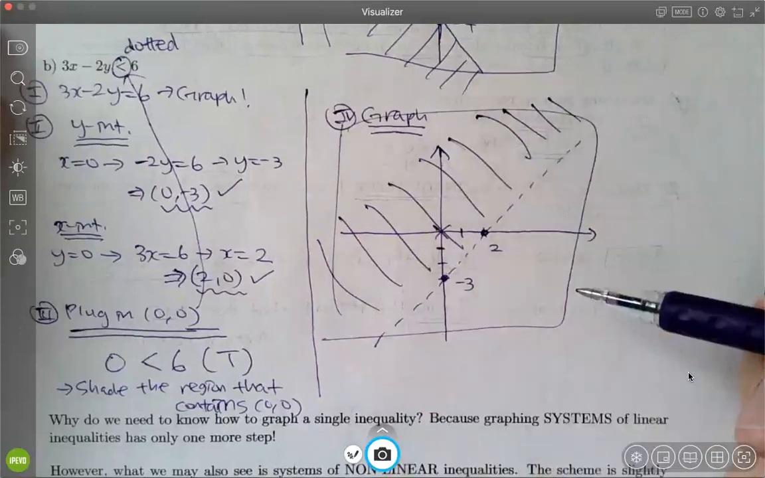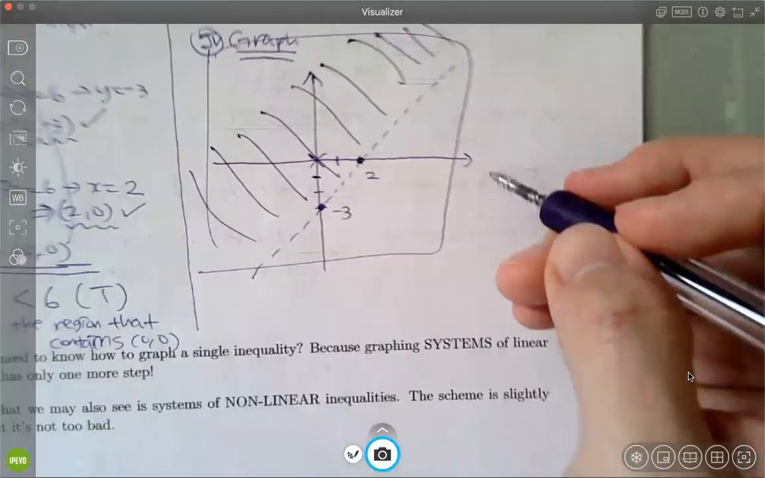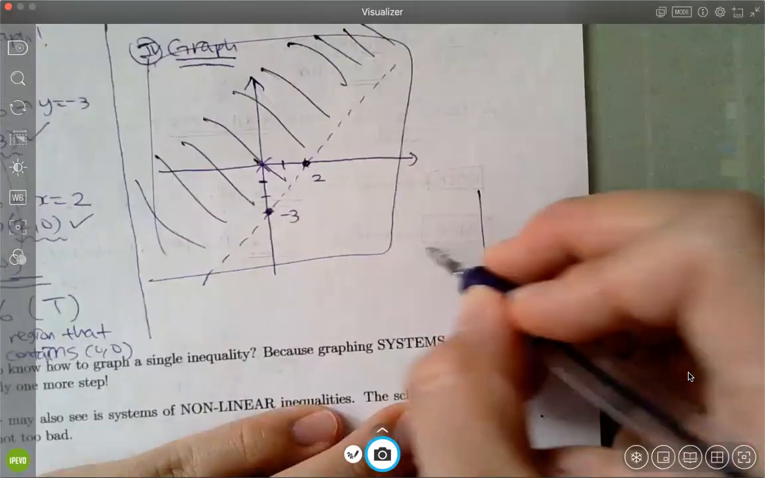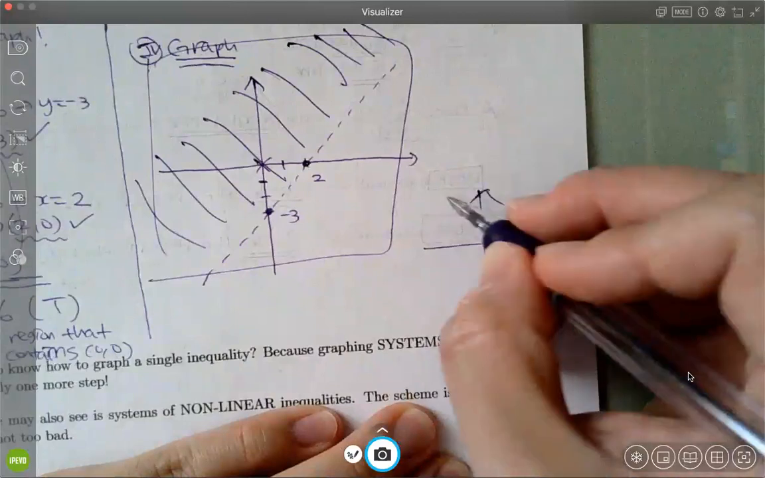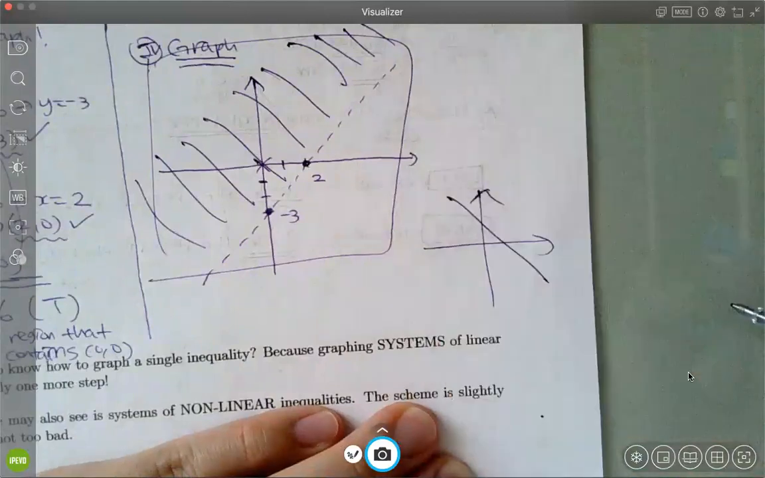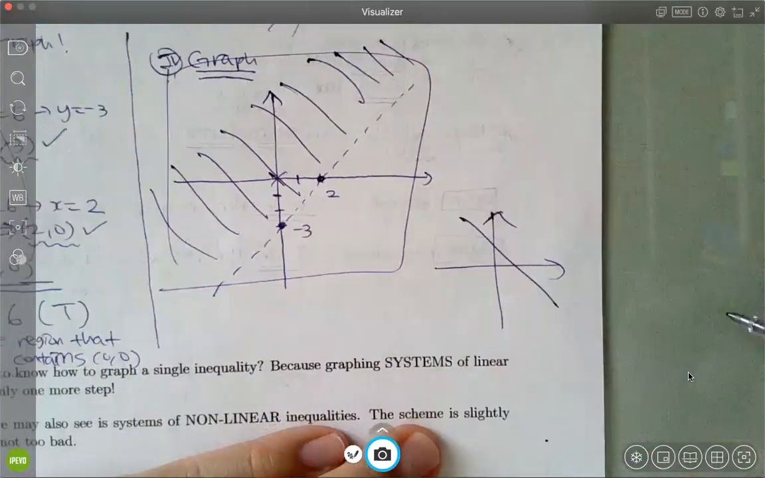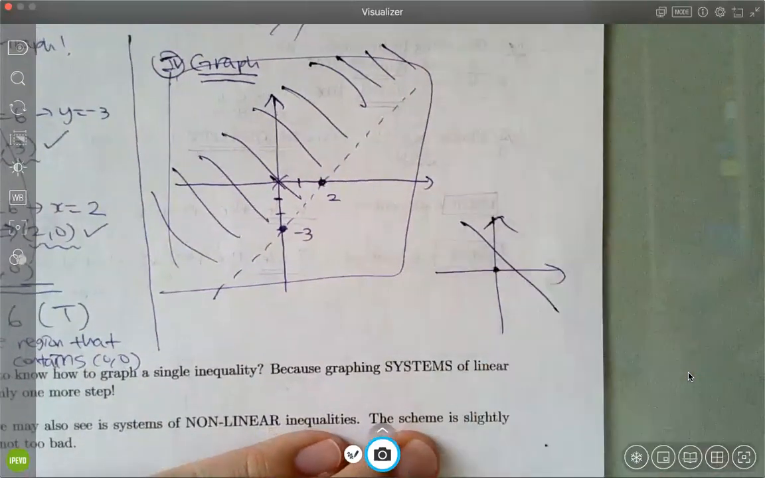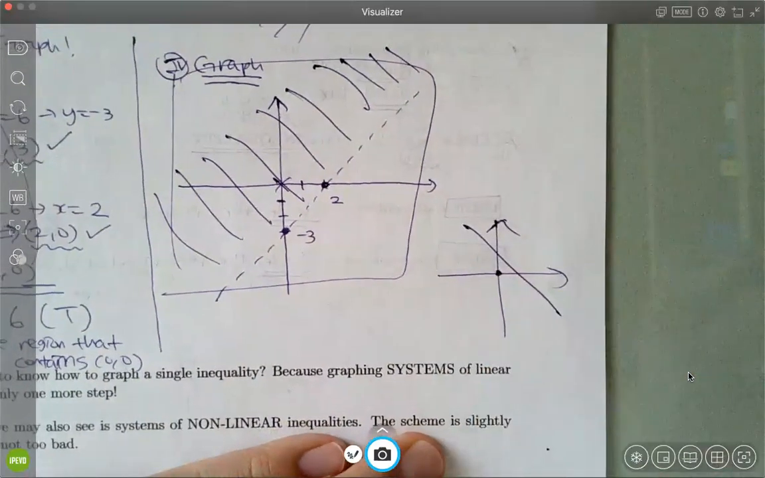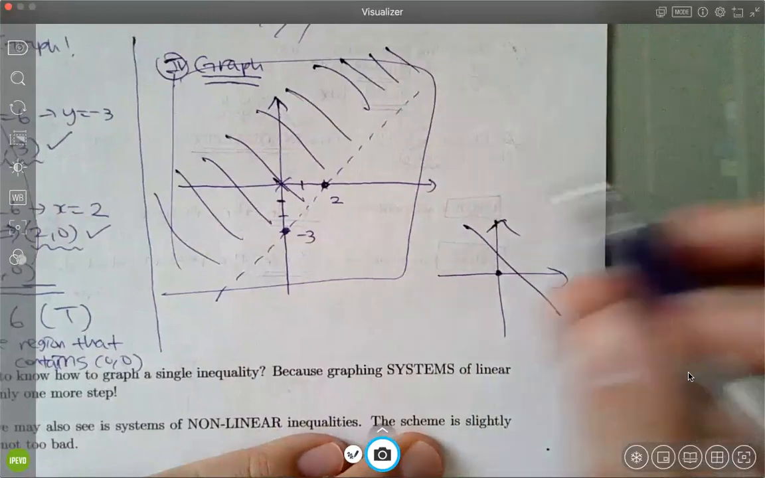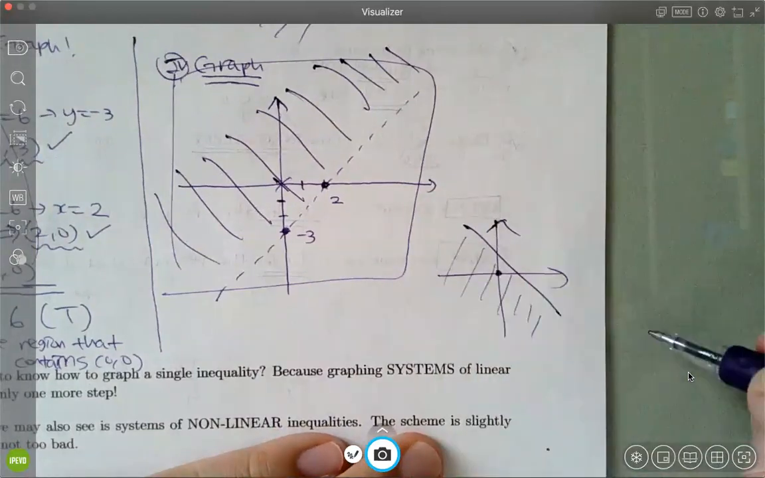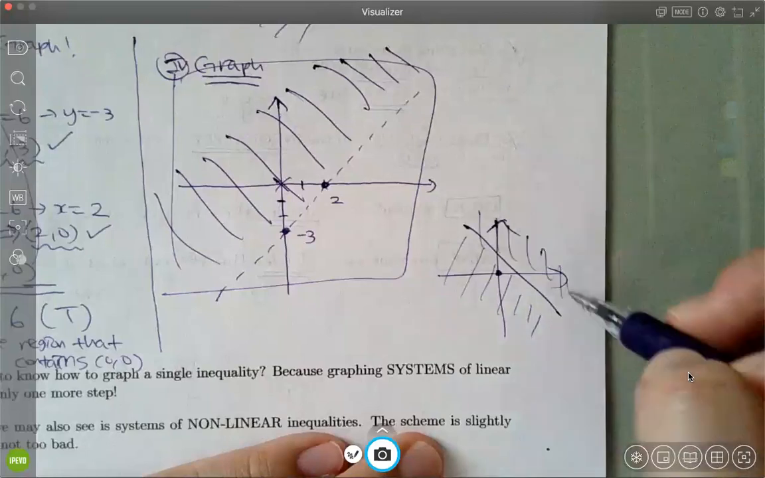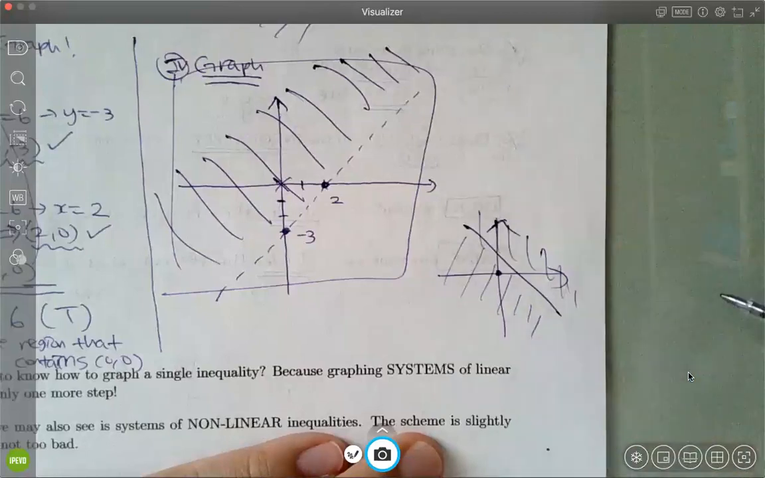Now, does that mean the origin will always be in the above region? No, because what if your line was something like this? Then the origin is in the below region, right? Right there. And what if you get a true statement? You'll shade the below region, right? If you get a false statement, you'll shade the above region, right? So you never know where the origin will be.